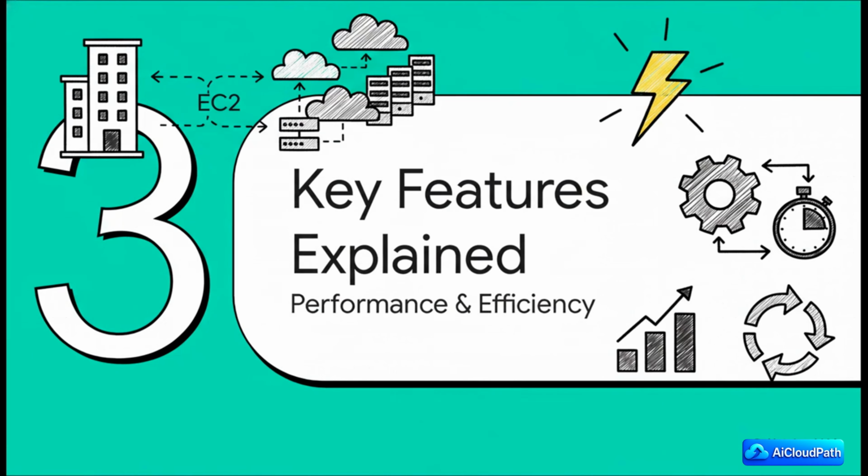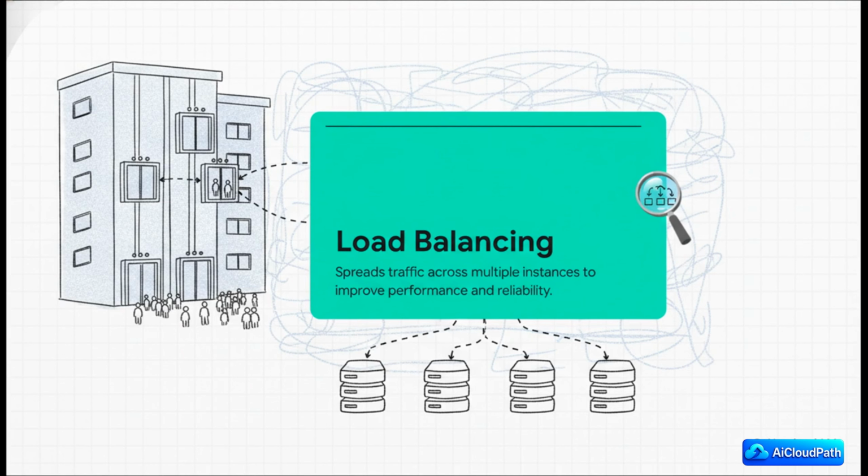All right, so you've picked out your perfect apartment, but what about the building's amenities? Because EC2 comes with some seriously amazing features that are going to make your life so much easier. First up, load balancing. Okay, imagine your apartment building has a whole bank of super smart elevators. When a huge crowd shows up in the lobby, the elevators all work together to make sure nobody waits too long and no single elevator gets totally swamped. That is exactly what a load balancer does for your website. It spreads all the incoming traffic across your servers so everything stays fast and reliable.